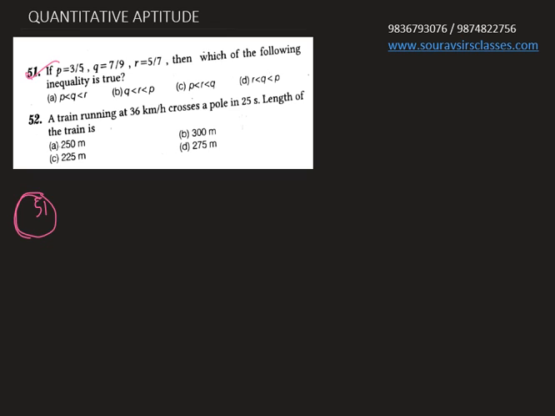So here we are given three fractions p, q and r, and we are to find which of the given inequalities is true. Here p is 3 by 5, q is 7 by 9, and r is 5 by 7.